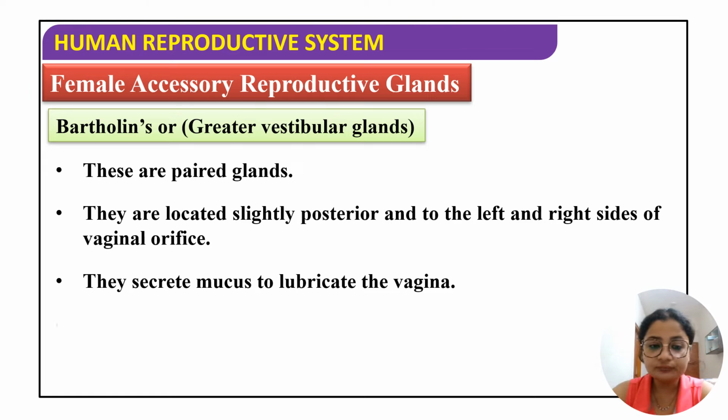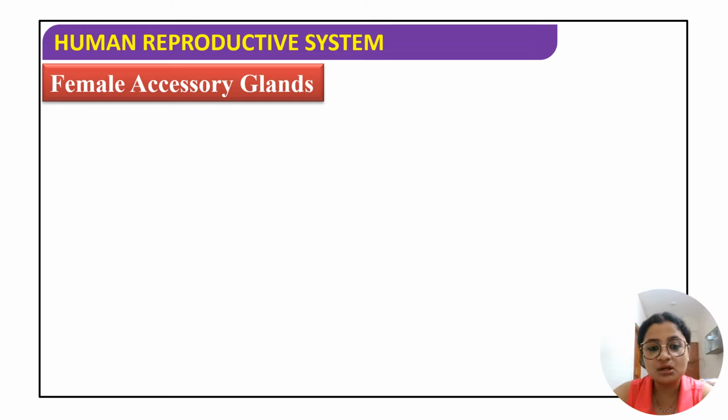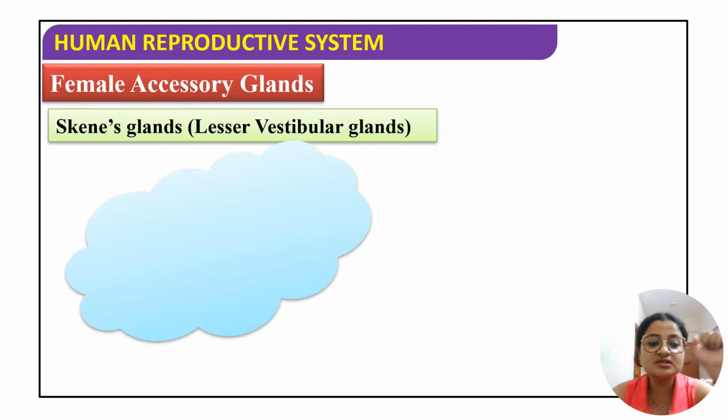Okay, and they are homologous to the bulbourethral glands of the male reproductive system. So male reproductive system में जो bulbourethral glands हम देखे थे जो कि पेयर में था, उसका homologous होगा this greater accessory glands. Okay, next moving on to Skene's glands or lesser vestibular glands.